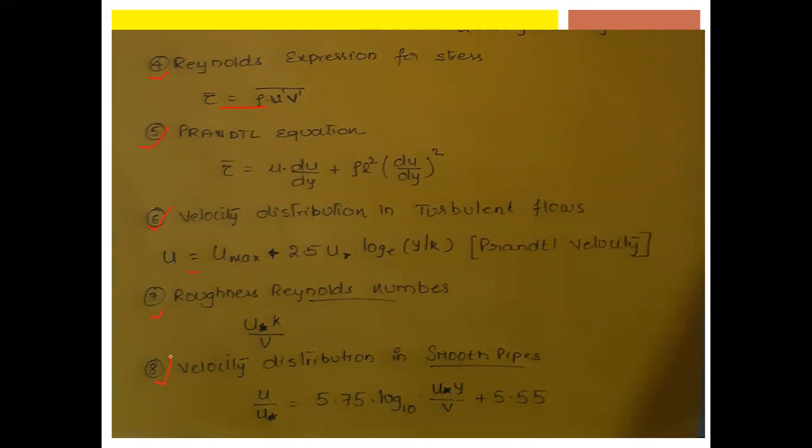Next, velocity distribution in the smooth pipe. How is the velocity distribution inside smooth pipes? U by U star is equal to 5.75 into log 10 of U star y by nu plus 5.55. You have to definitely learn these formulas by heart whenever you get problems in unit 3, and then start doing the problem, or else you will not get the solution. Okay? That's why keep practicing in your free time.